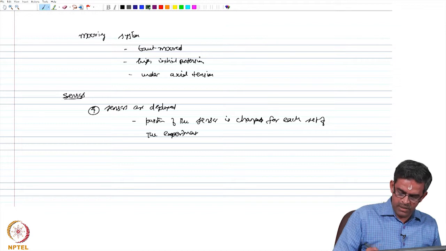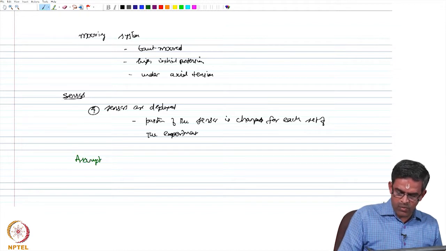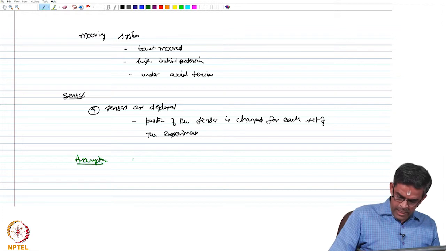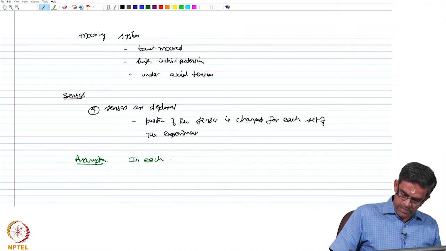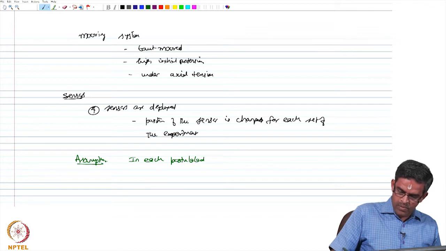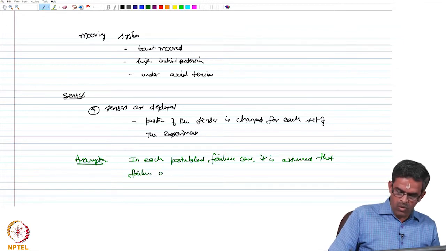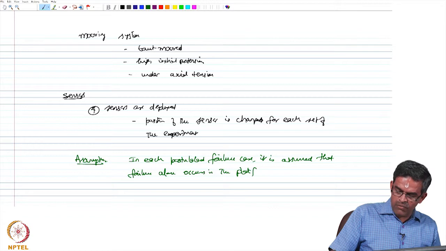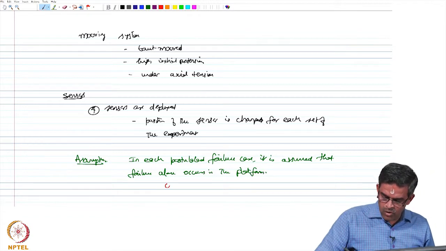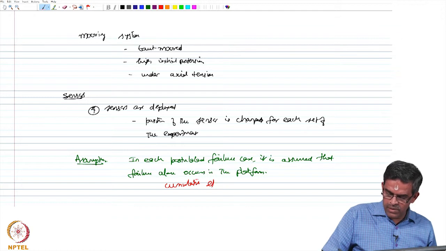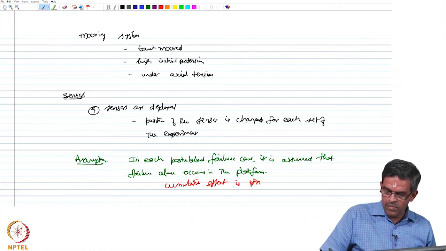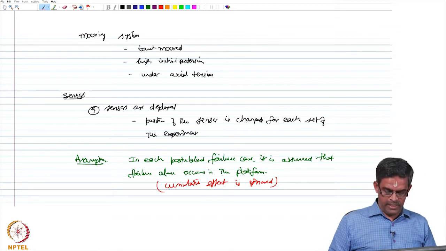So, there is one assumption which has been made in this study, which I want to highlight. In each postulated failure case, it is assumed that failure alone occurs in the platform. There is no cumulative effect of other failures on the platform. Okay. Cumulative effect is ignored. Only the failure occurs because of the postulated case, that is an assumption made.